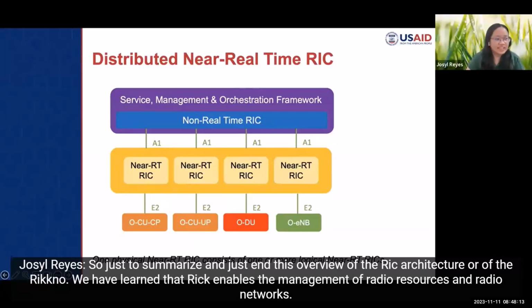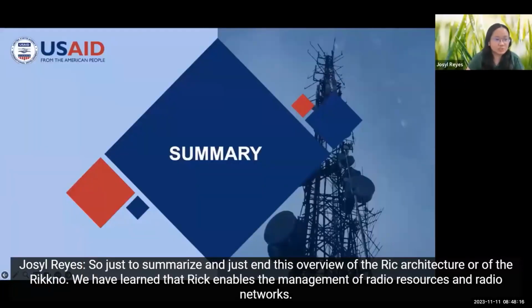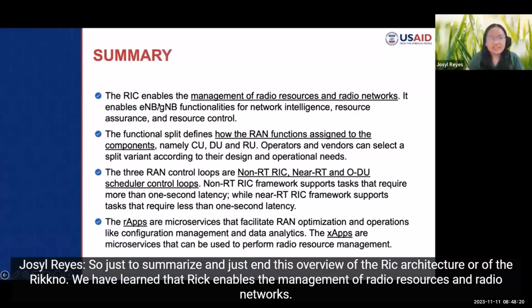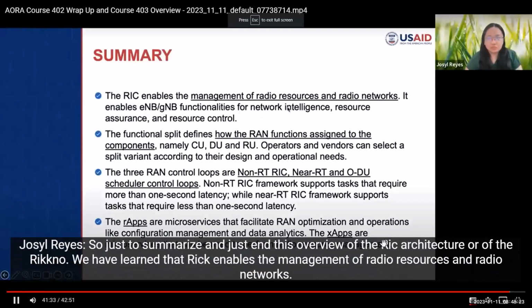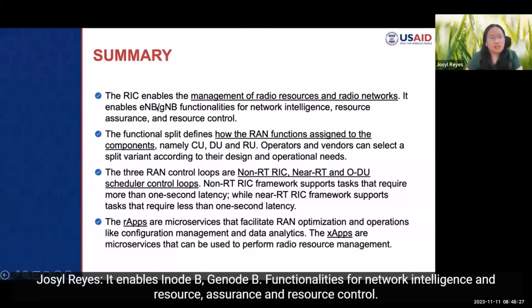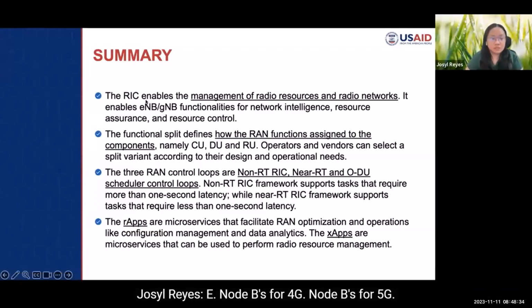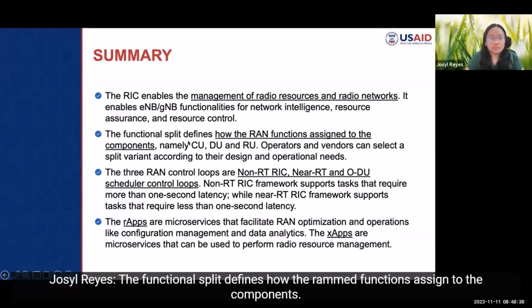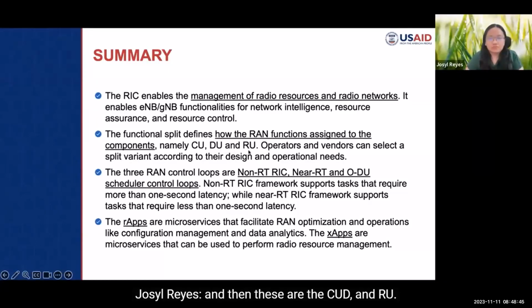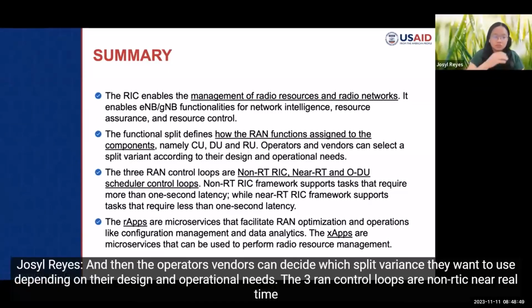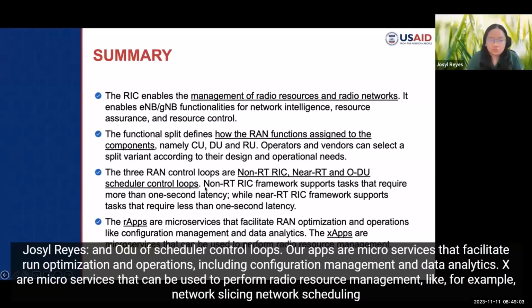So just to summarize, just to end this overview of the RIC architecture, we have learned that the RIC enables the management of radio resources and radio networks. It enables eNode B and gNode B functionalities for network intelligence, resource assurance, and resource control. eNode B is for 4G, gNode B is for 5G. The functional split defines how the RAN functions are assigned to the components, and these are the CU, DU, and RU. The operators and vendors can decide which split variants they want to use depending on their design and operational needs. The three RAN control loops are the non-real-time RIC, near real-time RIC, and the O-DU scheduler control loops.